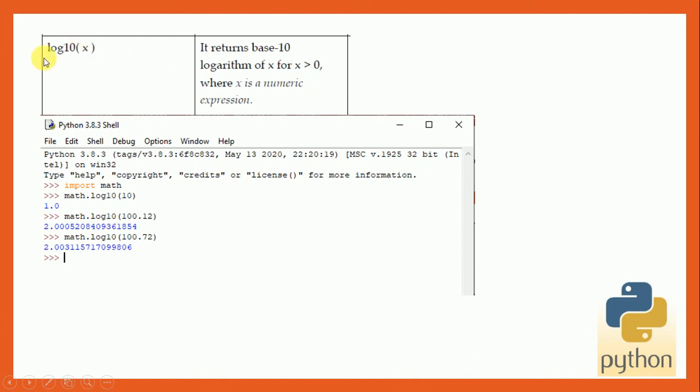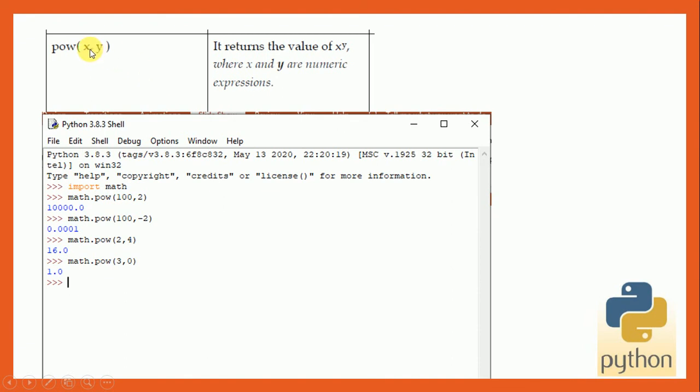Next one is log10 of x. Here it returns the base 10 logarithm of x, where x is greater than 0. Here first import math. Math.log10 of 10, that value is 1. Then math.log10 of 100.12. Then math.log10 of 100.72. We got the corresponding answers here.